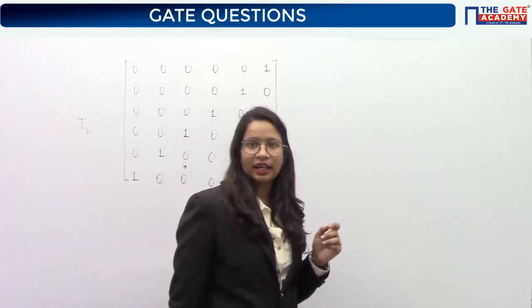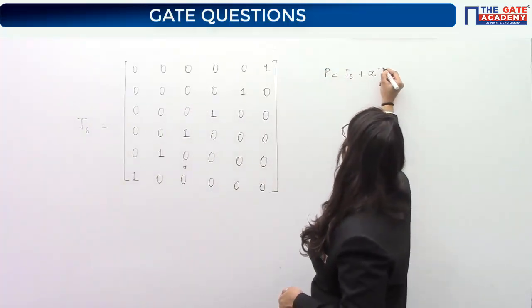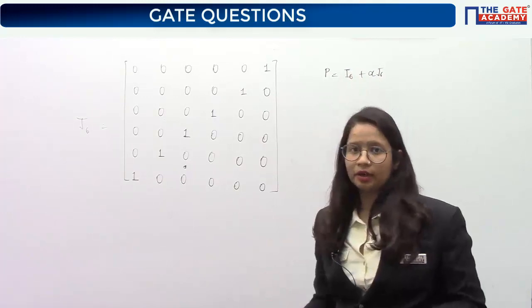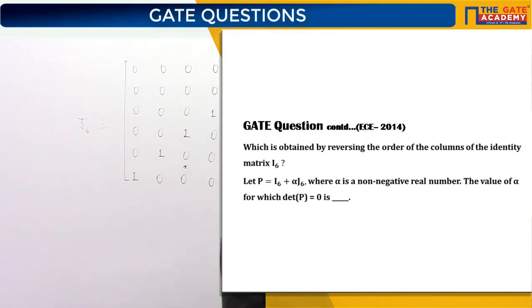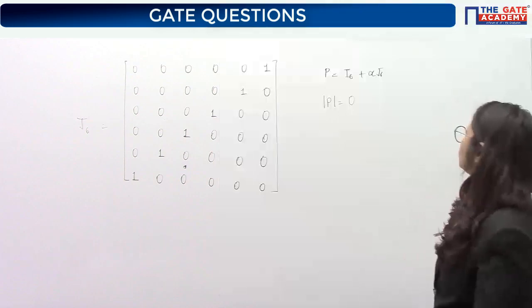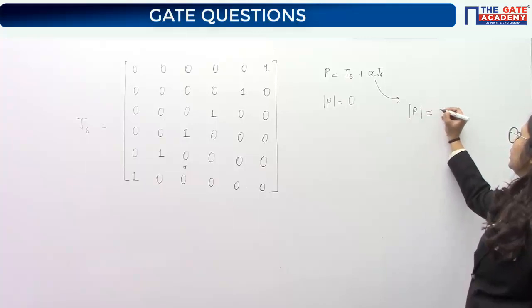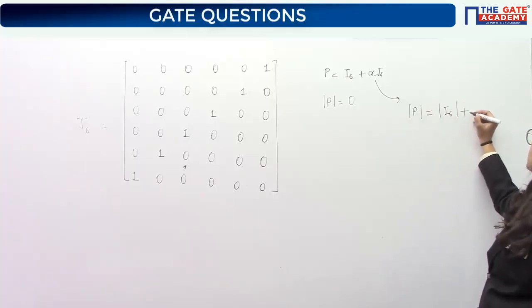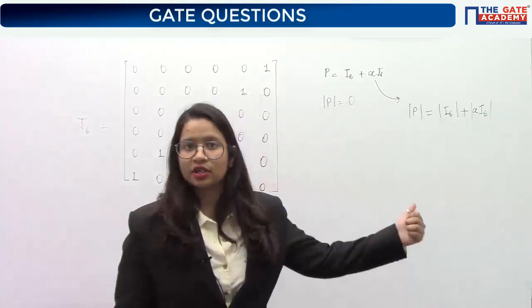Now they are saying that let us imagine some matrix P, which is I6 plus alpha J6. I6 is again identity matrix of order 6, plus alpha times J6, where alpha is a non-negative real number. Then find the value of alpha such that the determinant value of P is 0. So first of all, tell me, from this equation can we write that determinant of P is determinant of I6 plus alpha times J6? Is this equation correct or not?